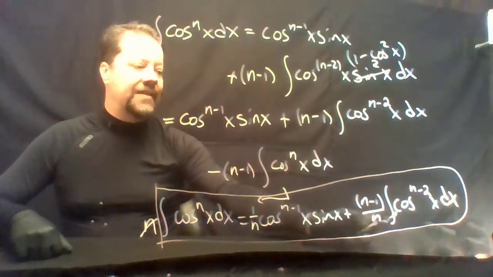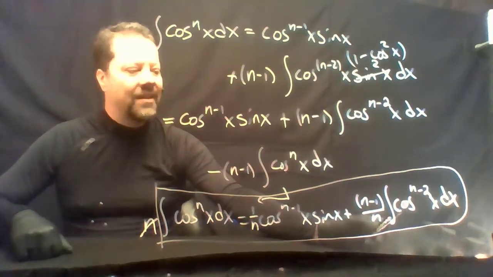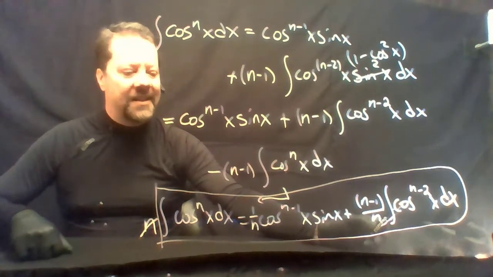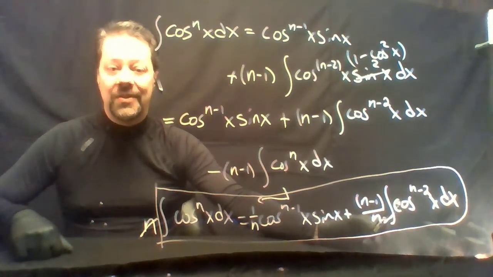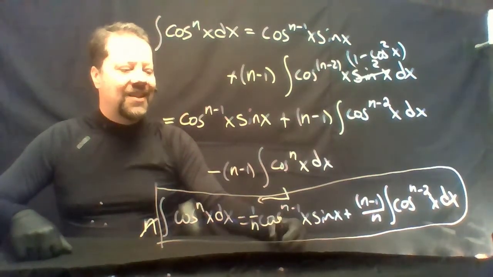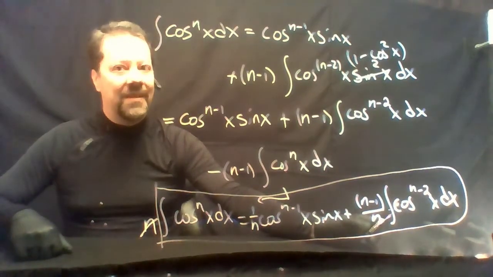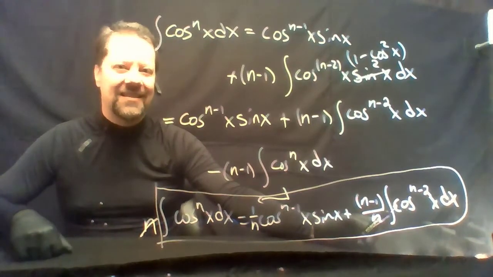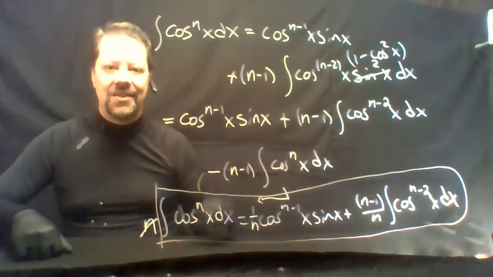Say n is equal to 5, then we'll get cosine to the 4th x sine x, and then 4/5 the integral of cosine to the 3rd x. So we reduce the powers pairwise by 2 each time we apply the reduction formula. How then would we integrate cosine cubed? We'll plug in 3 over here. We'll get 1/3 cosine squared x sine x plus 2/3 the integral of cosine to the 1 x, and we know how to integrate cosine x. So repeated applications of the reduction formula eventually lead to the answer.